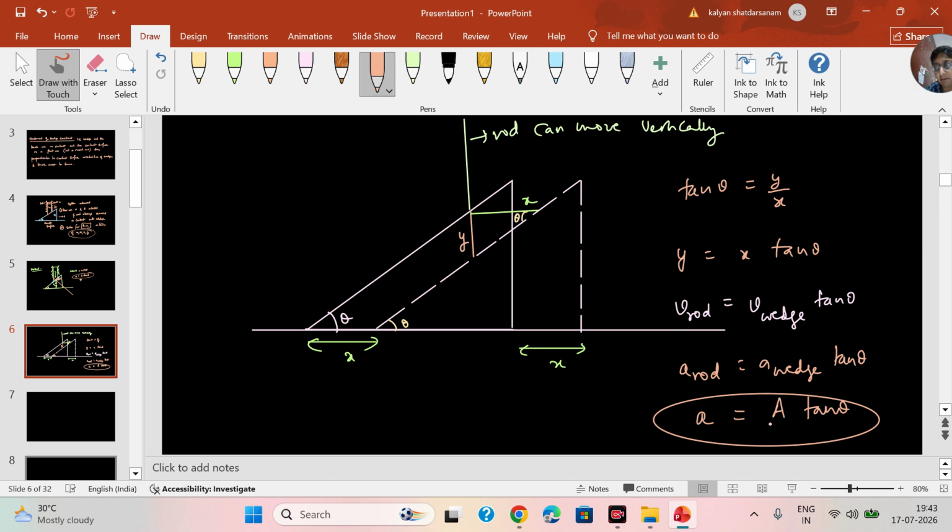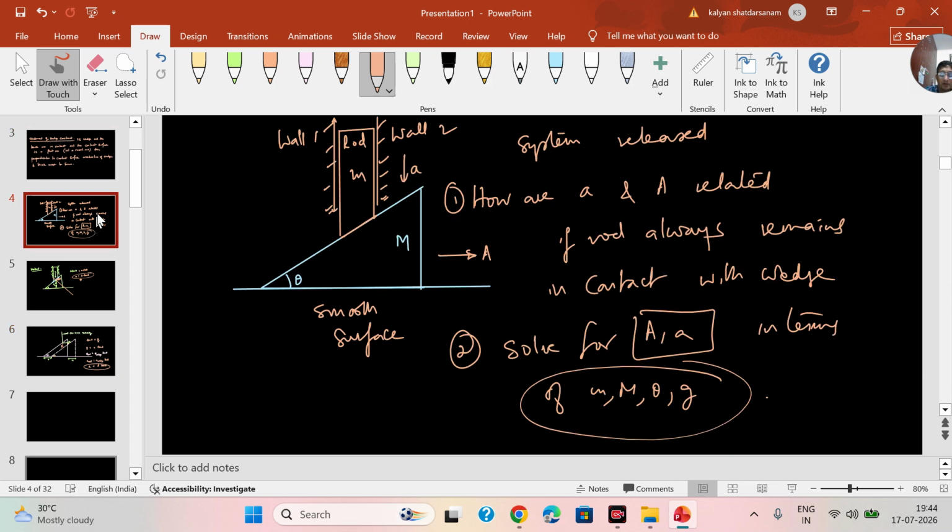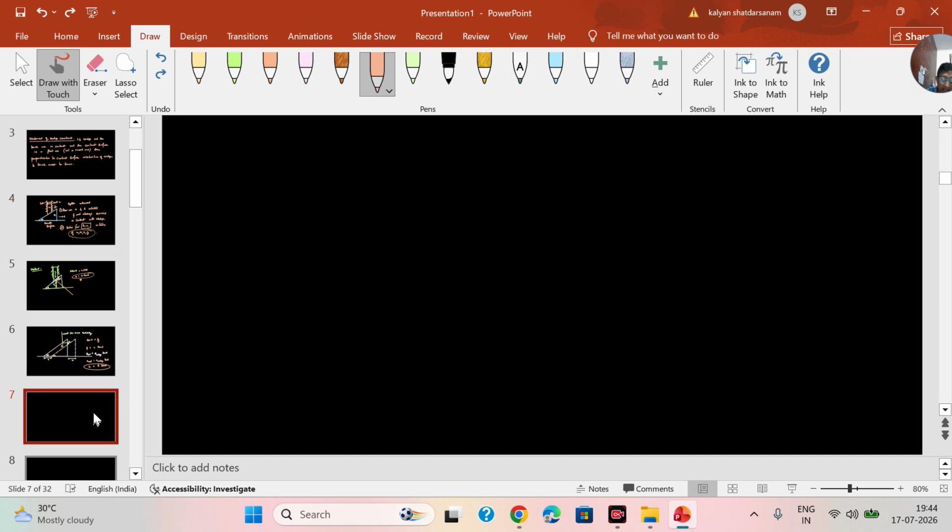Constraint just gives you an equation in terms of the accelerations or velocities. But if you want to solve the whole system, you must take the wedge separately, draw its free body diagram, and apply F equal to ma. You must take the block separately, draw its free body diagram, and apply F equal to ma. So I am going to do that now, because constraint is only one part of the problem. If you go back here, constraint was only one part of the problem which I asked here. The next part of the problem is solve for A and a. You have to solve for the accelerations of the wedge and the block, and I'll do that now.